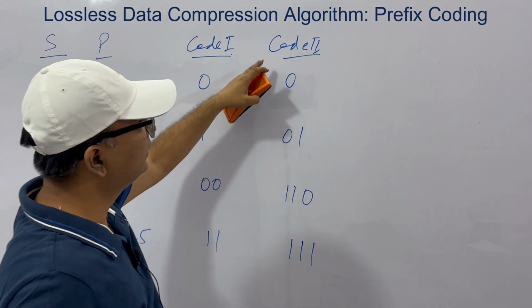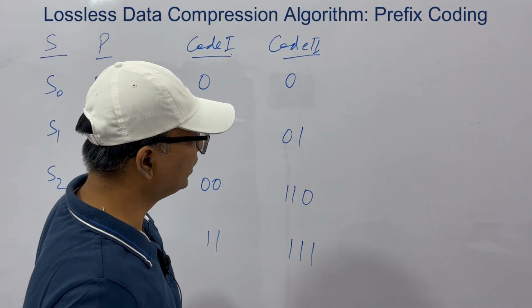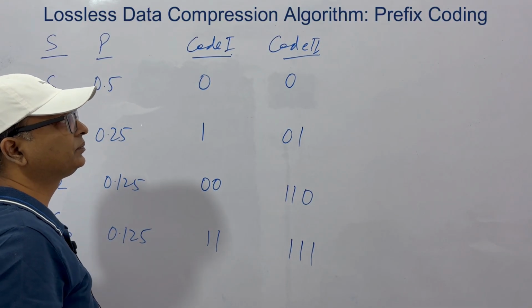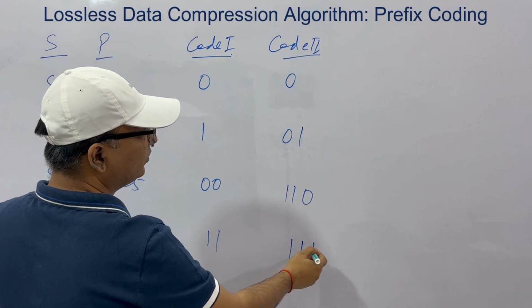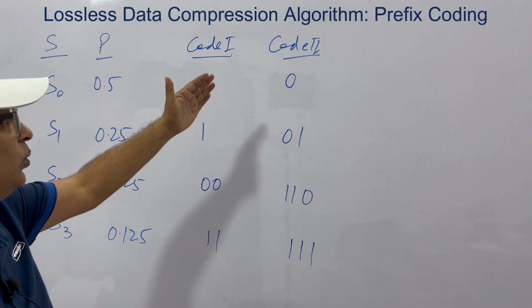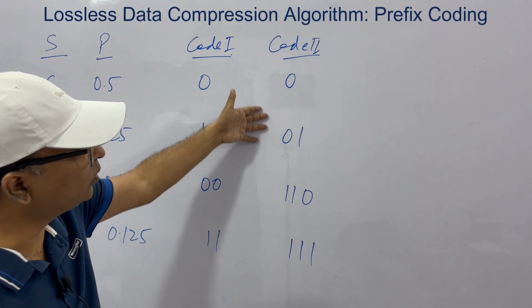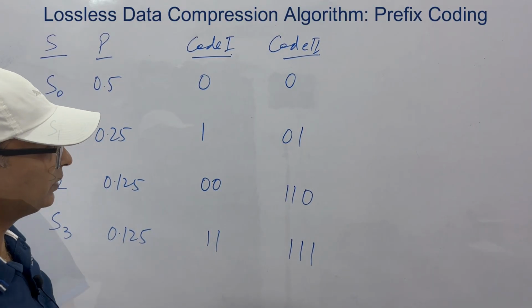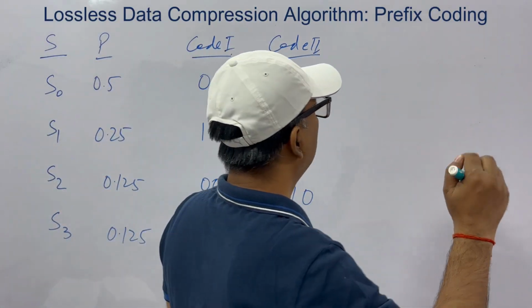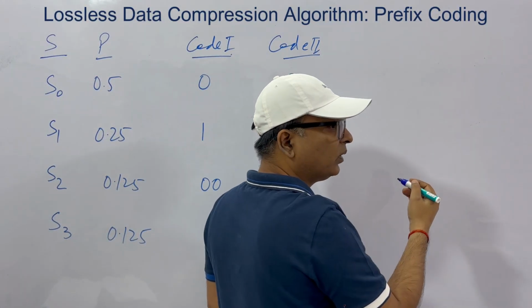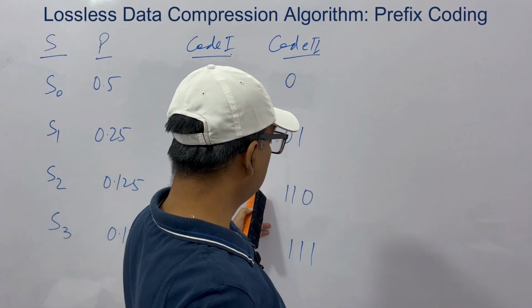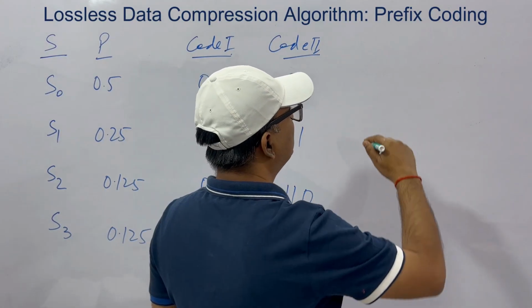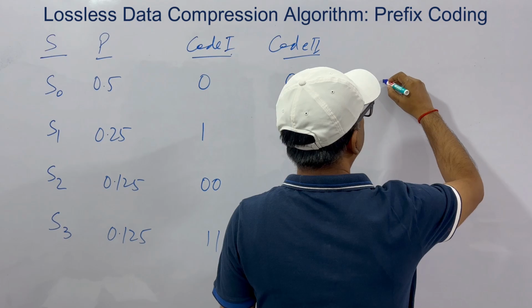But now look at this particular code. This is unique. You have 0, then 10, then 110 and 111. Now we have a unique algorithm to decode this. How? Let me explain. To decode this, we have an algorithm which is called a decision tree.